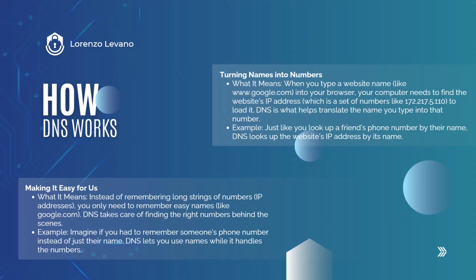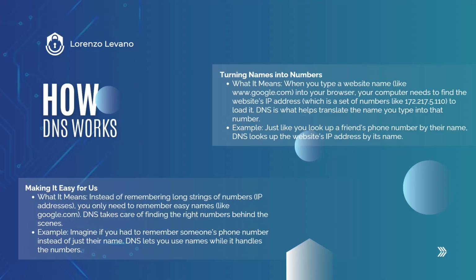When you type a website name like google.com into your browser, your computer needs to find the website's IP address, which is a set of numbers like 172.217.5.110, to load the page. DNS is what helps translate the name you type into that number. Just like you look up a friend's phone number by their name, DNS looks up the website's IP address by its name.